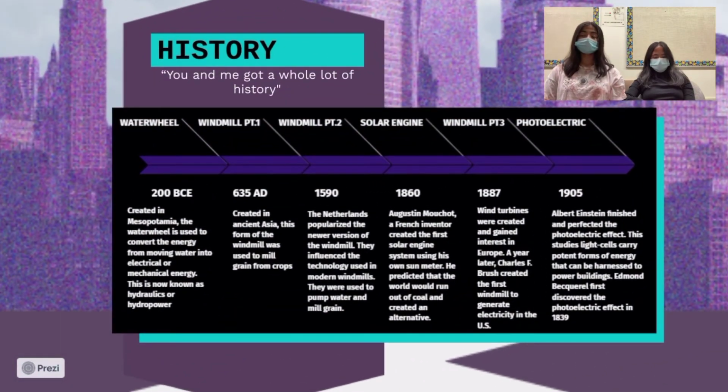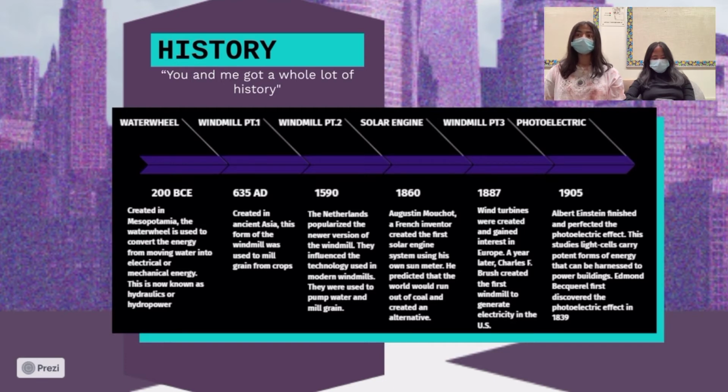History. Creation of renewable energy. The water wheel. 200 BCE. Created in Mesopotamia, the water wheel is used to convert the energy from moving water into electrical or mechanical energy. This is now known as hydraulics or hydropower.